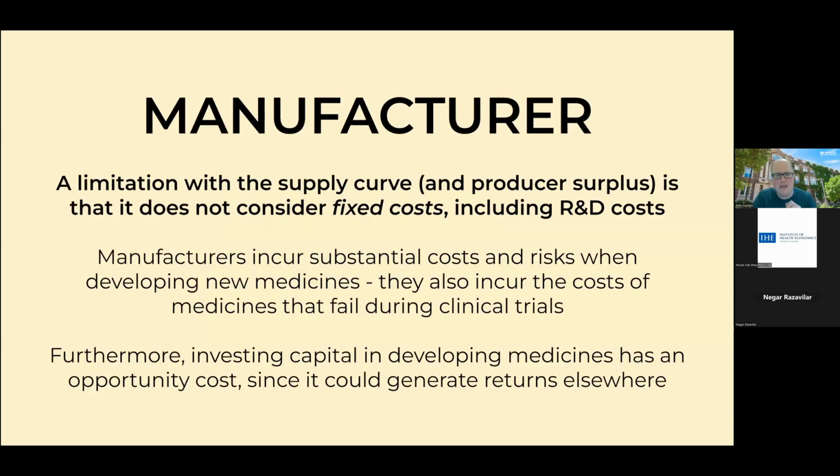Because one of the limitations with a supply curve and producer surplus is that it doesn't consider fixed costs, including R&D costs. Okay, it only considers those costs that change as the quantity changes. And manufacturers incur substantial costs and risks when developing new medicines. They incur the costs of medicines that fail during clinical trials. And investing capital in developing medicines has an opportunity cost itself, right?